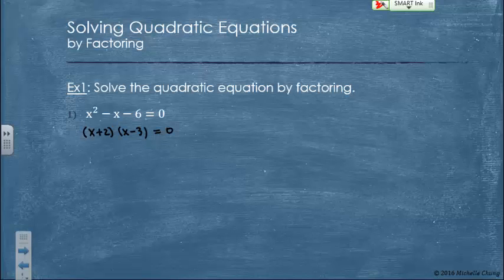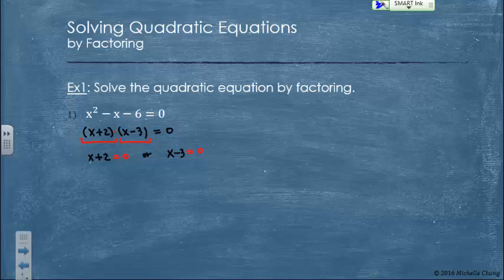Once you can factor the left side, because we have equal to 0 and we are multiplying two numbers and equal to 0, when you are multiplying any numbers and getting 0, that means at least one of the numbers should be 0. Call it the zero property. So we can say the first number, which is x plus 2, could be 0, or the second number, x minus 3, could be 0. Now we have two linears.